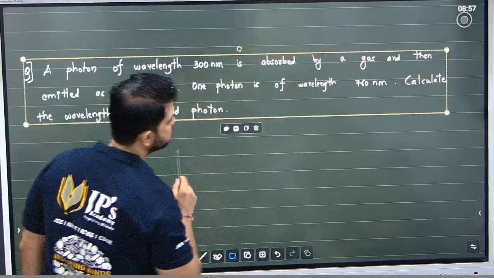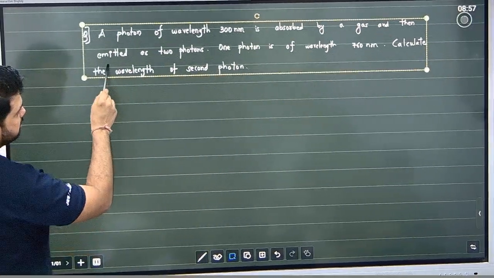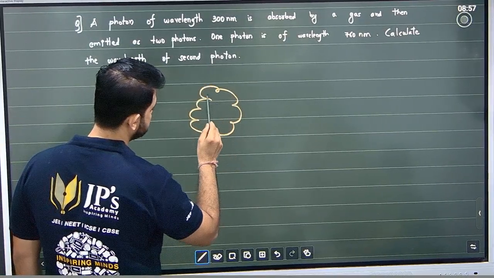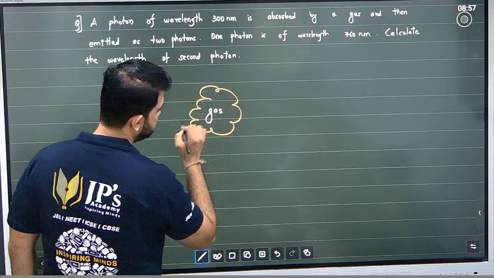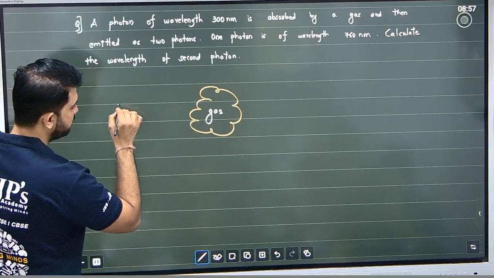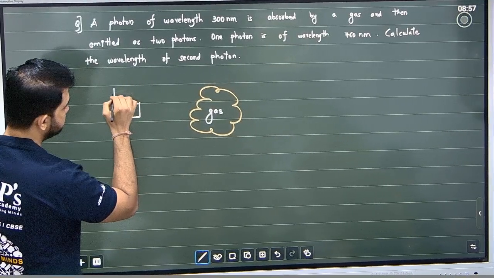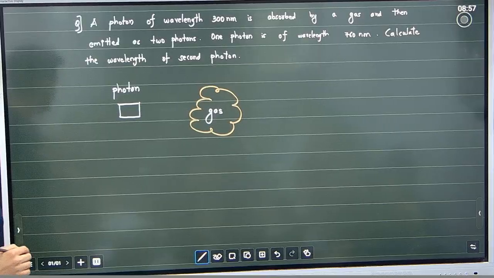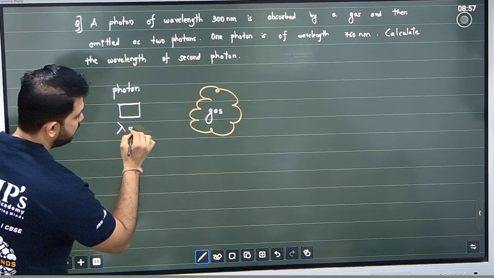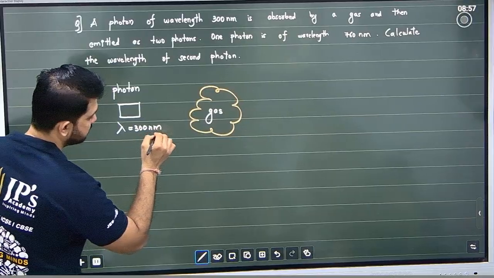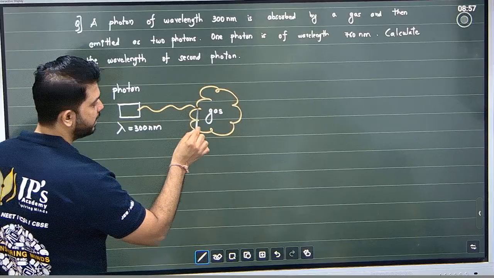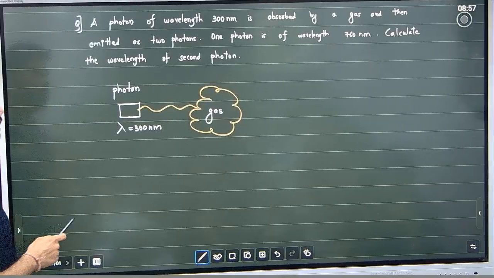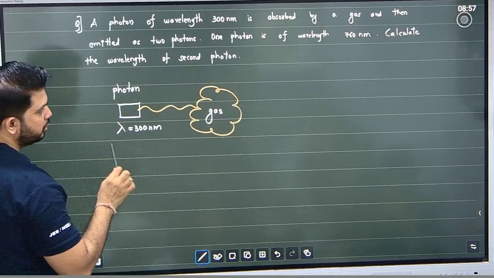I have, let's say, a gas. Assume this to be that gas. And what's happening with the gas, people? I have a photon. What is the wavelength of this photon given? So let's say lambda is 300 nanometers. And this photon is absorbed by the gas. What happens after that? Then it is emitted as 2 photons.